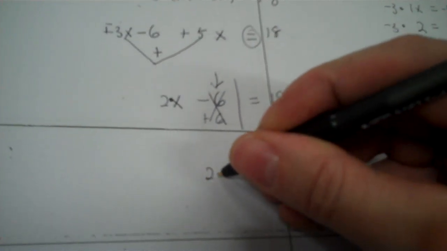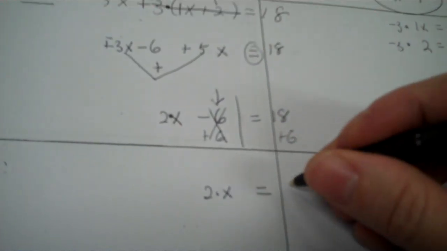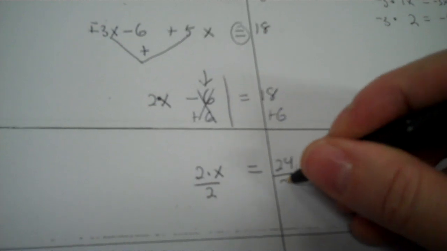So you got 2 times x over here. 18 plus 6 is 24. I divide both sides by 2. And 24 divided by 2 is 12. Okay, so x has a solution of 12 in that equation.